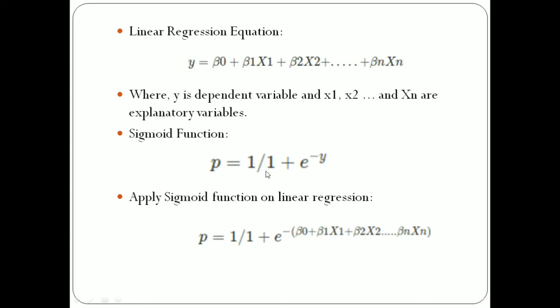So logistic regression calculates the probability. The probability of all events is calculated and then the logistic regression is calculated. Here y will be replaced by the linear regression equation. If there is a single variable, then y will be mx plus b. If there are multiple variables, then y will be beta 0 plus beta 1 x1 plus beta 2 x2 and so on. Whenever we apply the sigmoid function on linear regression, we get the formula for logistic regression, which is the probability of the event calculated based on the linear regression equation.